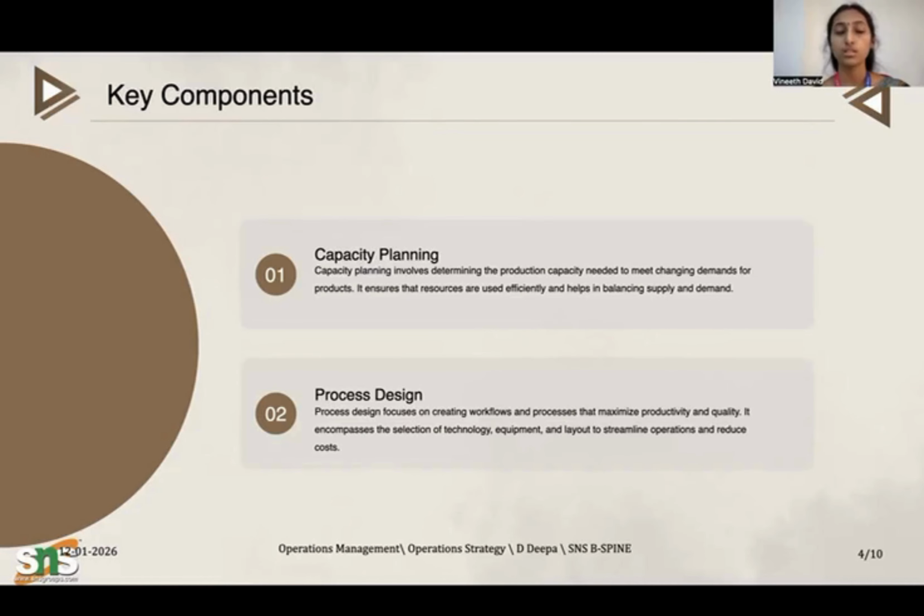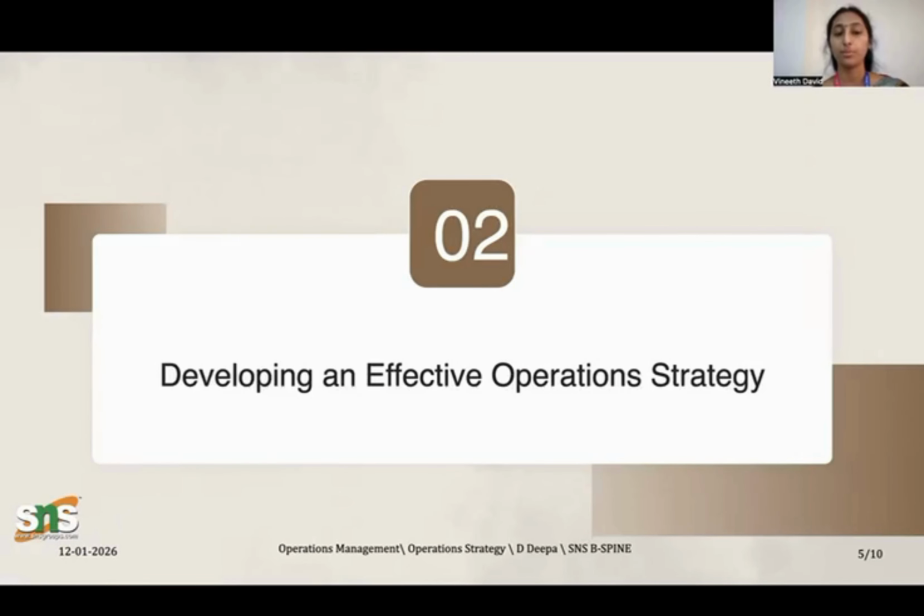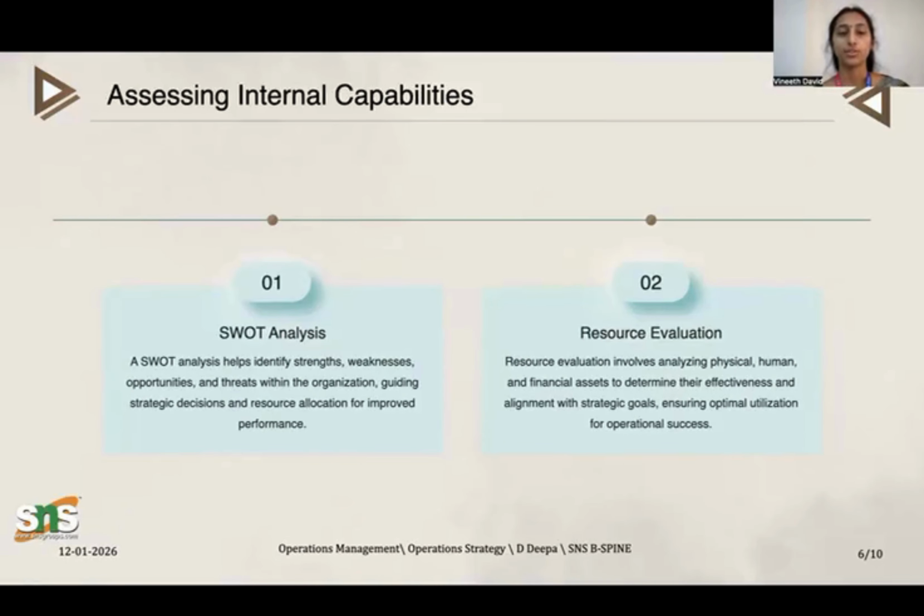And the next one is process design. It literally focuses on workflows, how that entire workflow should happen. Several steps, from the first step to second, third, fourth. So many steps will be there, and finally we are able to get the final output, right? That is what is mentioned here: selection of technology, selection of equipment, even selection of layout, all these things. So, process design.